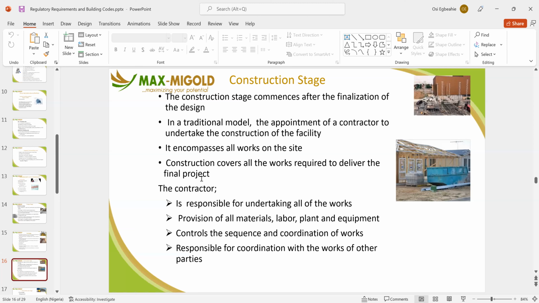It encompasses all works on site, and covers all the work requirements to deliver the final project. If you're looking at the contractor, what does the contractor do? The contractor is responsible for undertaking all the work that needs to be done, either the major contractor or the subcontractors. The contractor also makes provision for all the material, labor, plants, and equipment to be used. That's the standard practice in Nigeria.